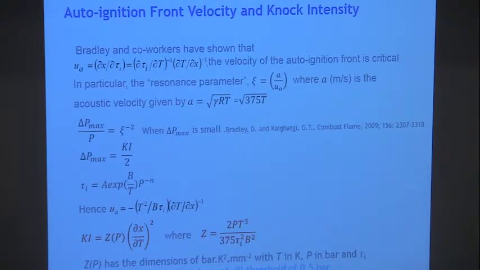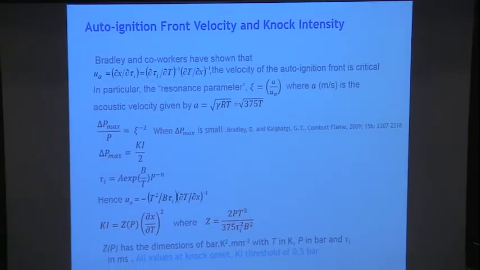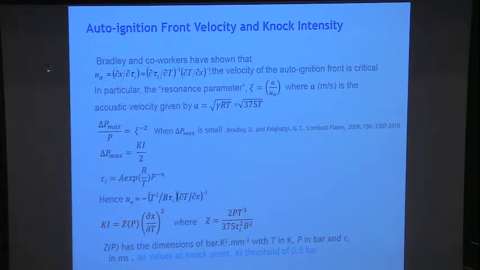And we can understand this within this theoretical framework. Derek Bradley from Leeds and co-workers have shown that the most important parameter which determines knock intensity is the velocity of the auto ignition front. Because when auto ignition occurs, it sets off an auto ignition wave, which starts traveling through the gas. How fast it travels is the critical parameter. In particular, they defined what they call a resonance parameter, which is the ratio of the speed of sound and this velocity of the auto ignition front.